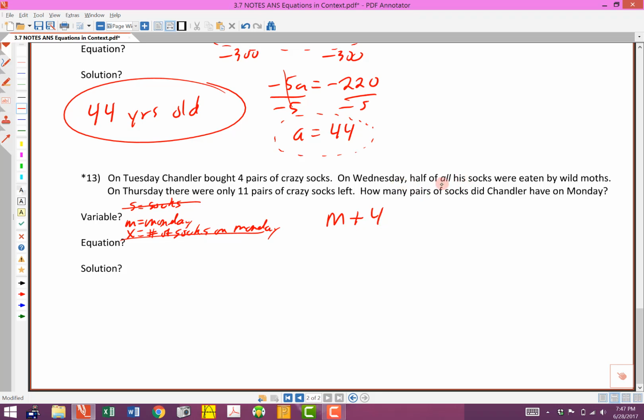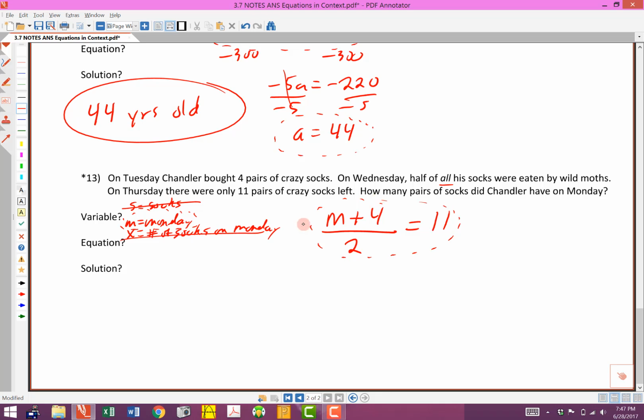On Wednesday, half of all his socks were eaten by wild moths. So here's how many socks he had on Tuesday night, and on Wednesday, half of them got eaten. So the way we make half of them go away is we divide it by 2. That would be half as many as there were before. And then it says on Thursday, there were only 11 pairs of crazy socks left. So that means there is 11 pairs left, okay? So that would equal 11. So there's our variable, M for Monday. There's our equation. Now we just solve that equation.